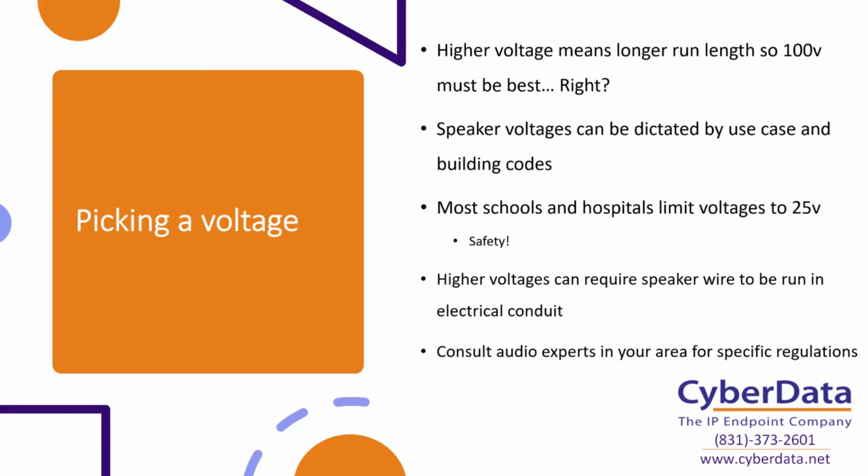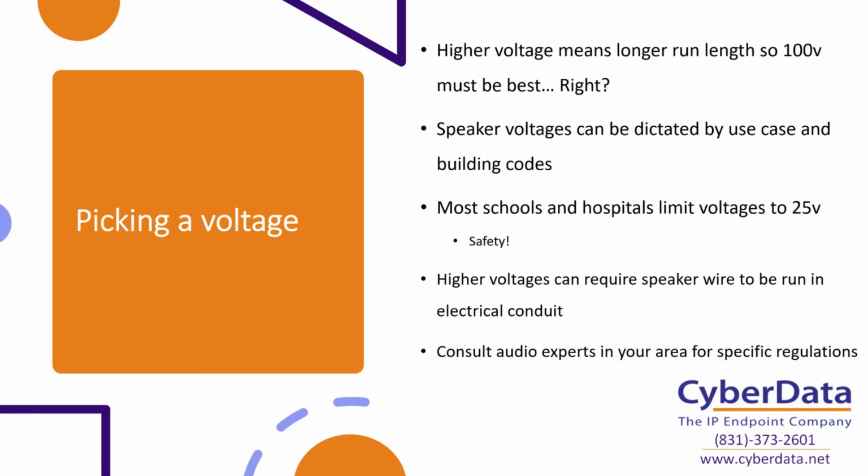So now that we kind of know a little bit about voltages and wattages, how do you pick one of these voltages? Like, how do I know what's best? Well, we know that higher voltage means a longer run length. So 100 volt has to be best, right? Like you would think, okay, I want to be able to do this as far as I can, so that way I don't have to think about and worry about wire run lengths. If I pick 100 watt or 100 volt, I'm good to go.